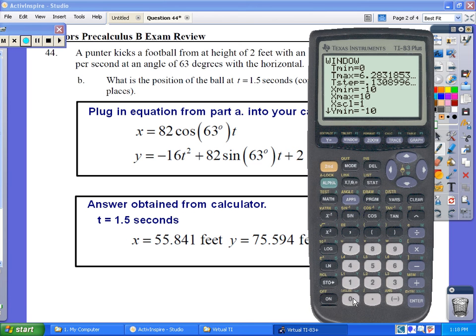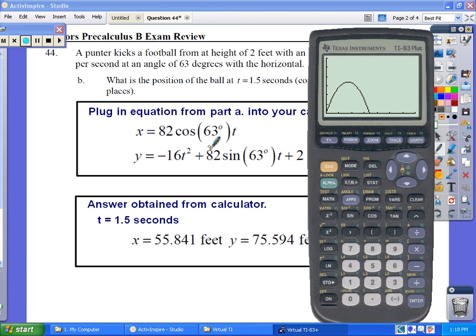T stands for time, so let's start out with 0 to 5 seconds and make your t step like 0.1. X, we're going to start at 0. X is the distance from the punter. I have no idea, so let's assume that he kicks it 350 feet. I'll make the scale 50. Y represents the height of the ball, so 0 would be the ground, and let's say it gets 150 feet high, and we'll make that 25. Then you hit graph, see if we have a good window. And it appears this is a pretty good window.